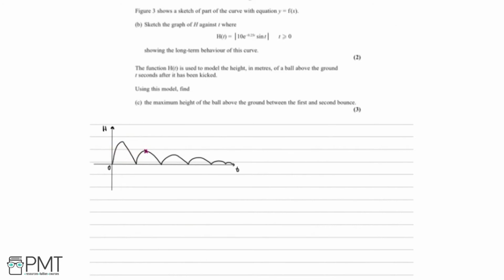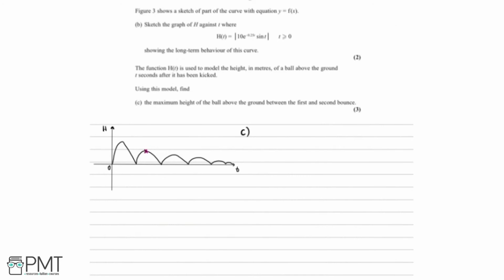This is because here the ball's been kicked, and then it starts to fall, and here it has its first bounce. So this is the point in between the first and second bounce, and here's the second bounce. So we need to identify this point. Well, what's great is that in part A we found out that the turning points satisfy the equation tan x equals 4. So we can use that here.